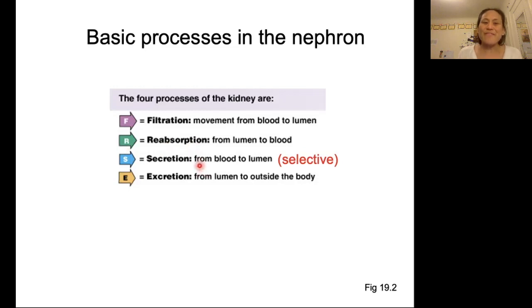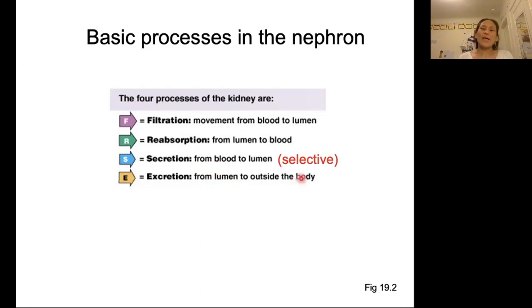Secretion is movement of materials from the blood to the lumen, okay? So you can see that it's similar to filtration, but the difference between secretion and filtration is that secretion is a selective movement. So we pick particular molecules to move from the blood into the lumen of the tubule, rather than having this kind of like mass non-selective movement, okay? And then finally, we have the process of excretion, where we move materials from the lumen of the tubule to the outside of the body.